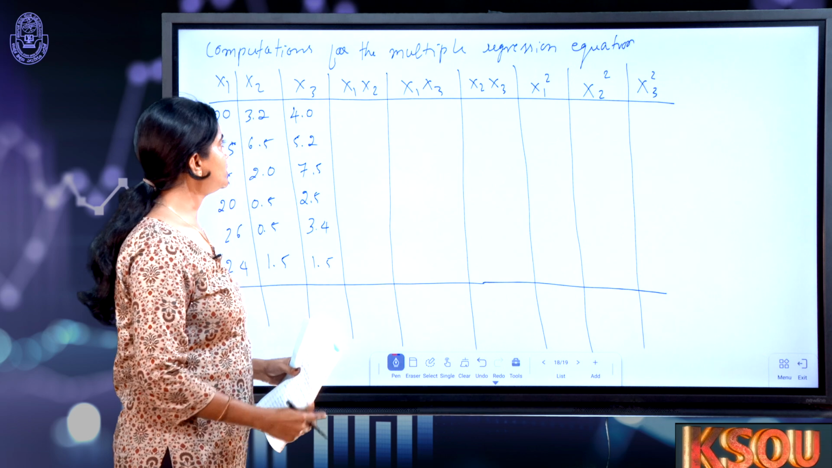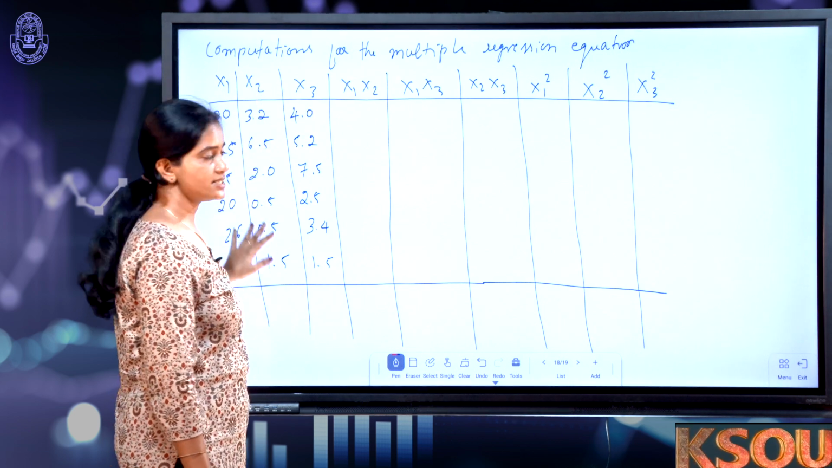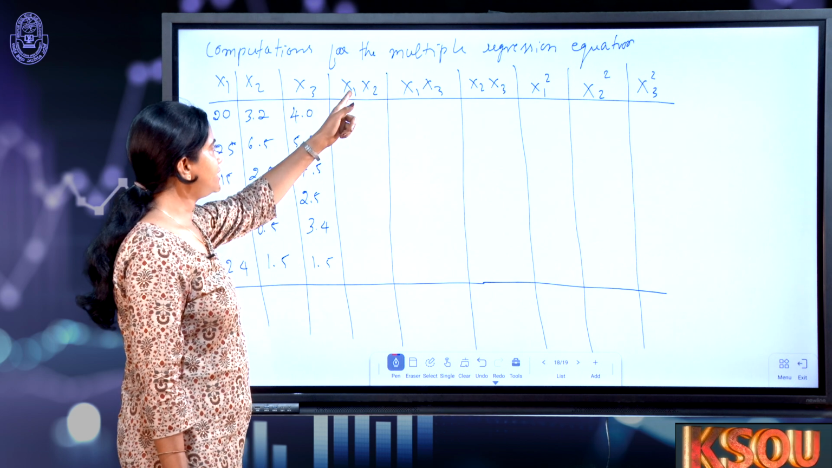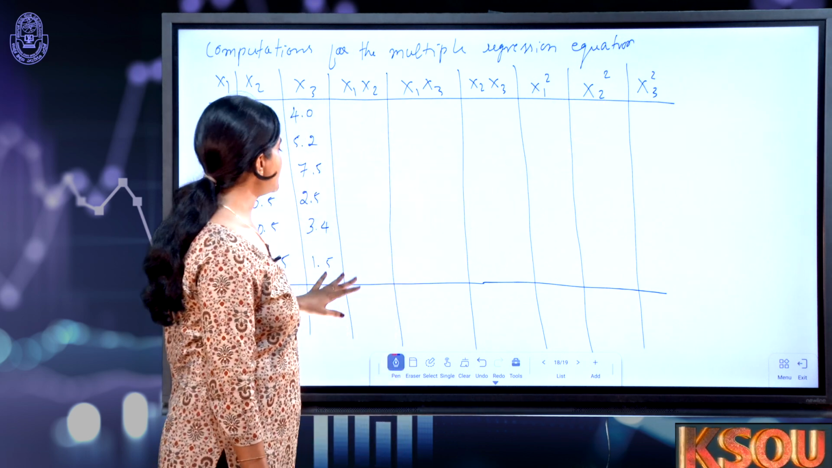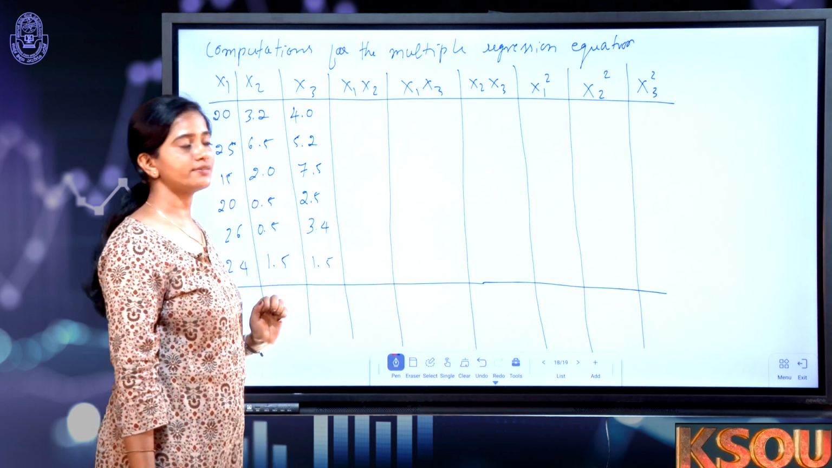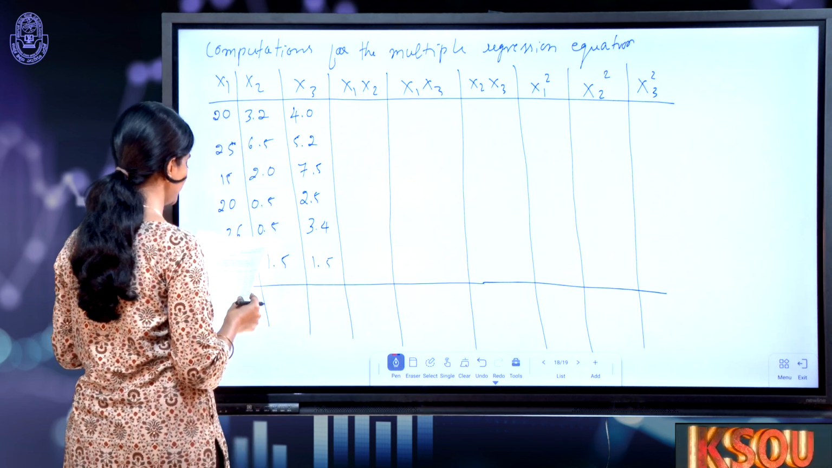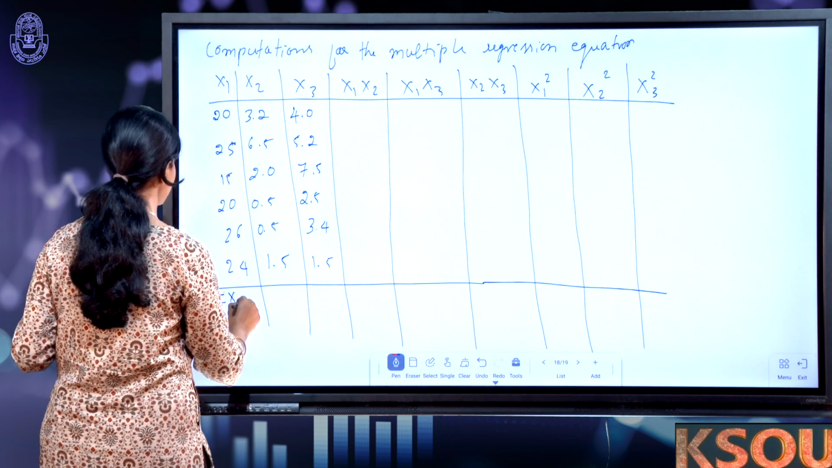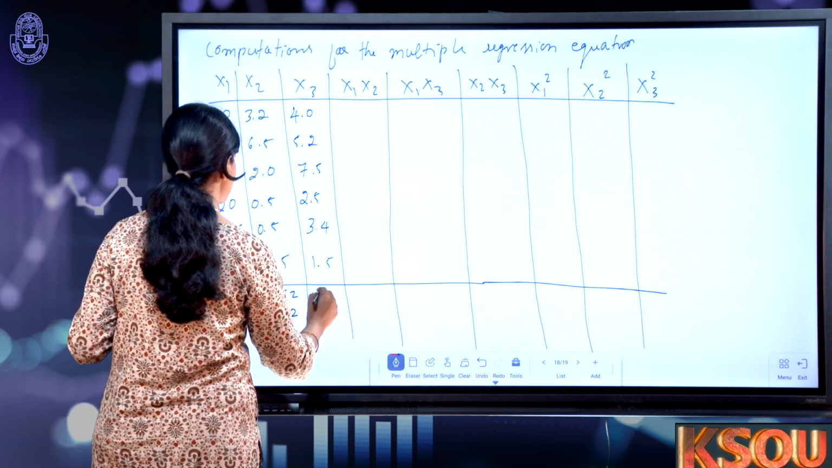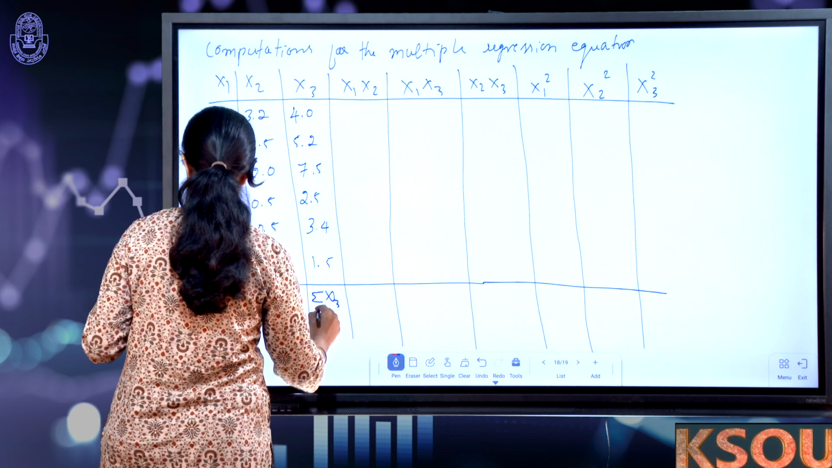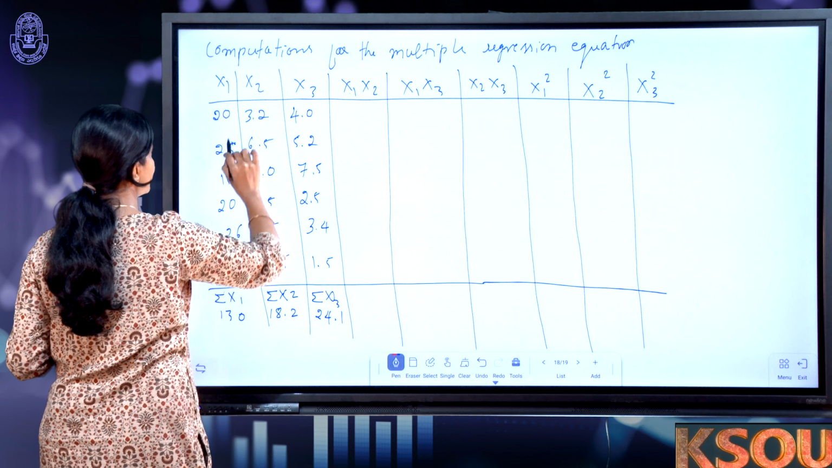So for that we will have to take this table, computation of the multiple regression equation. Write x1, x2, x3 as it is in the question itself. After that you can take x1 x2, x1 x3, x2 x3, x1 square, x2 square, x3 square. We need the summation of all these variables in order to solve the normal equations. So here I have written the data from the question itself. You can take the summation values: summation x1 is 130, summation x2 is 18.2 and summation x3 is 24.1.